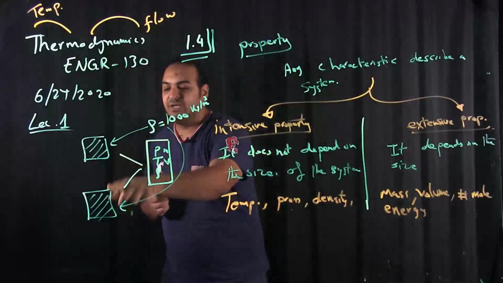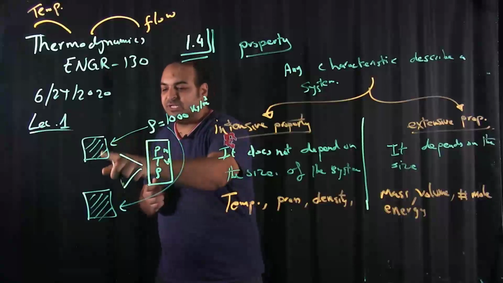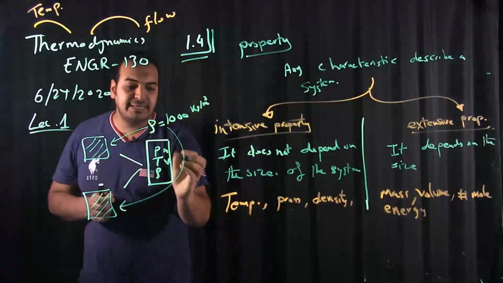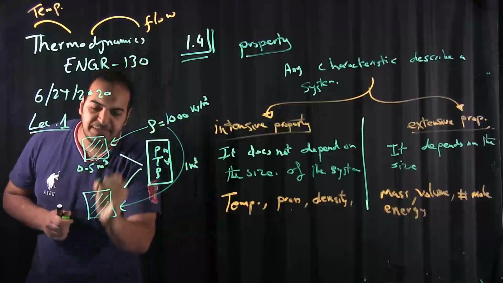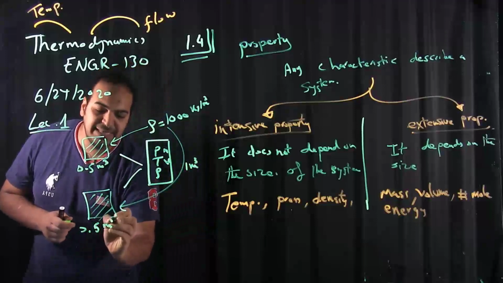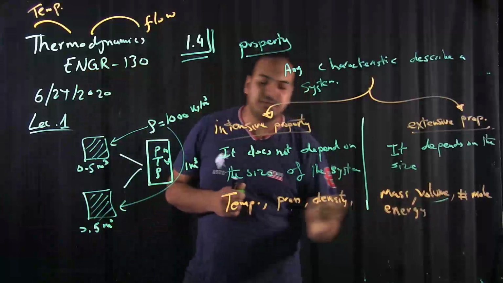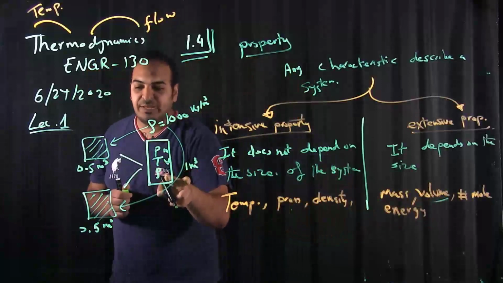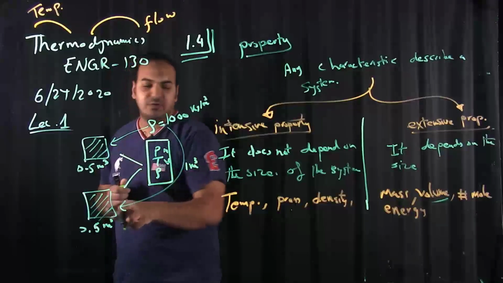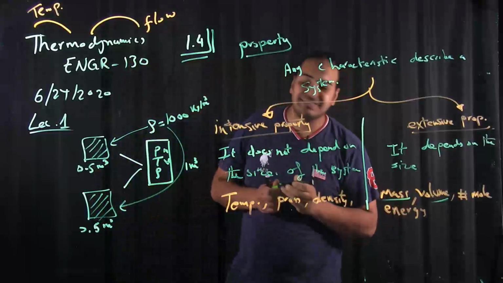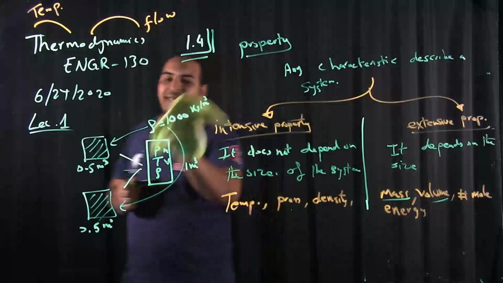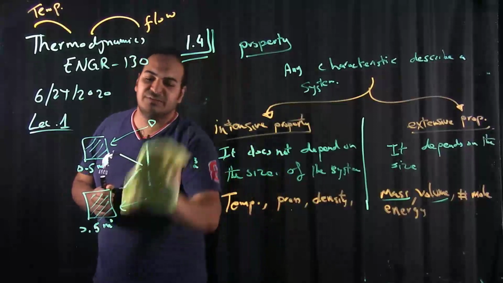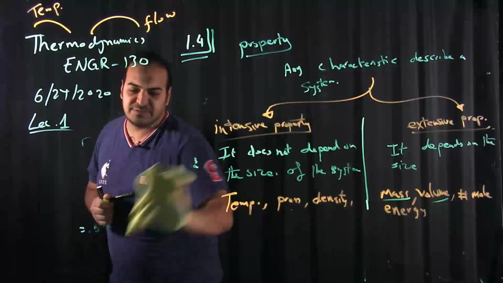Temperature, same; pressure here is the same as here. But the volume here, let's say it was 1 meter cube, here is 0.5 meter cube, and here is 0.5 meter cube. That means this is an extensive property. The mass here, 1,000 kilogram, here is 500 kilogram, 500 kilogram. It means it's an extensive property. It depends on the size of the thing. Remember, intensive, with I, is independent of the size of the system.